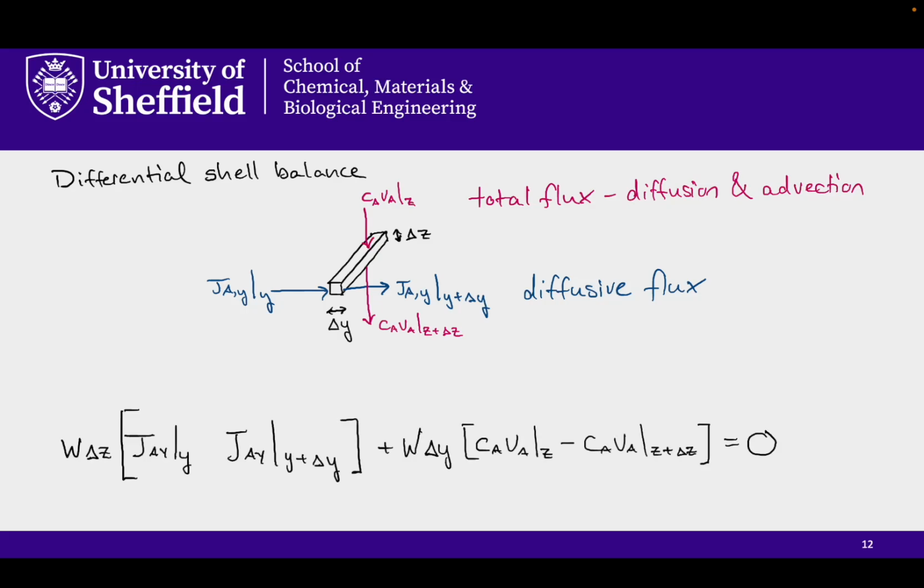So to put this into mathematical terms, we multiply our diffusive flux by the cross-sectional area that is orthogonal to that diffusion, which is the width times the delta Z dimension. And then we write our advective plus diffusive flux times the cross-sectional area orthogonal to that vertical flux, which is again the width, but this time times delta Y. And all of this equals 0 because our system is at steady state.